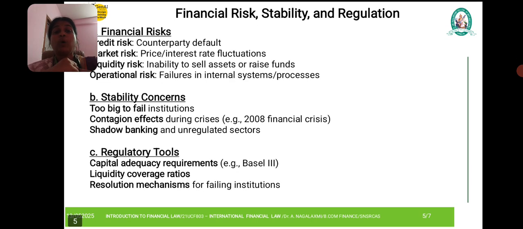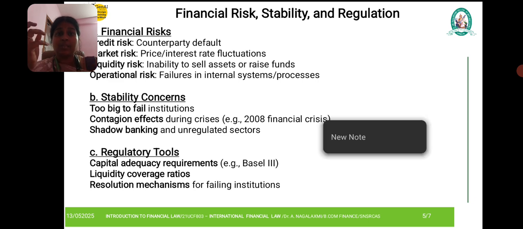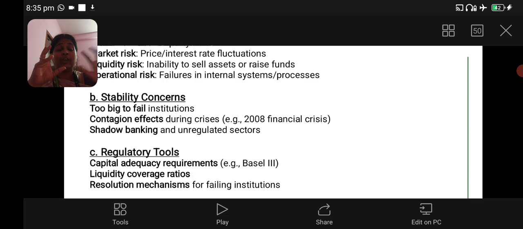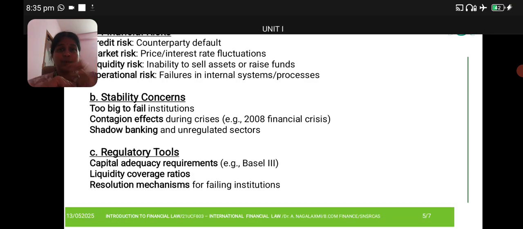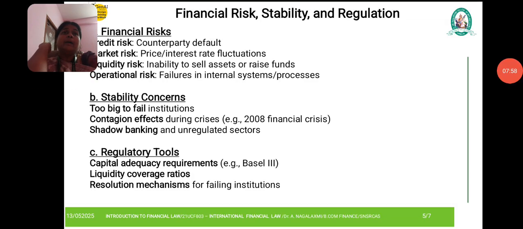Now we are going to see the stability concerns. In order to stabilize these types of problems, what are the stability concerns? Too big to fail institutions. That is, if the financial transaction is very huge, then there are more chances for institutions to fail. Then contagion effect due to crisis. We cannot say when the crisis comes. There was a very crucial financial crisis in the year 2008, where the banks were totally closed in the US and all.